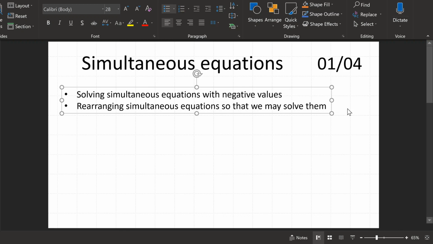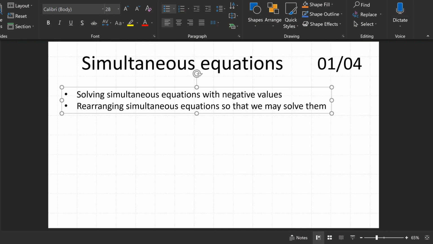Again, this work is going to be our second lesson on simultaneous equations. Again, this is just kind of a review of this material. You will have done it before. And today we're going to be looking at solving simultaneous equations with negative values and also how to rearrange simultaneous equations so that we can solve them, okay?